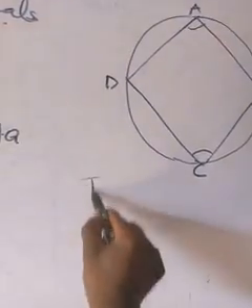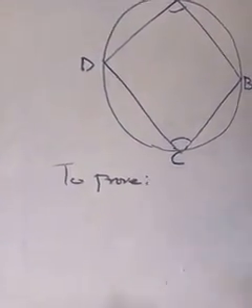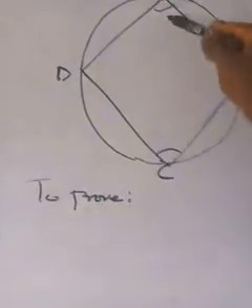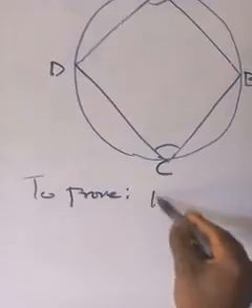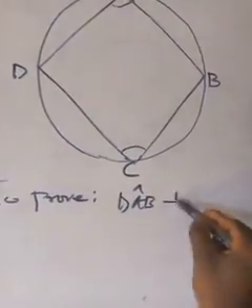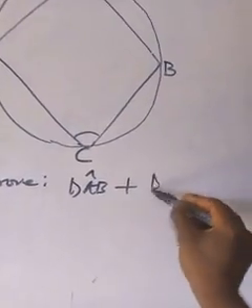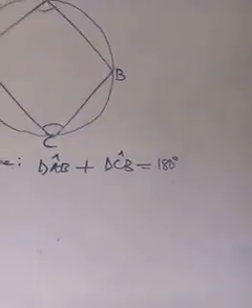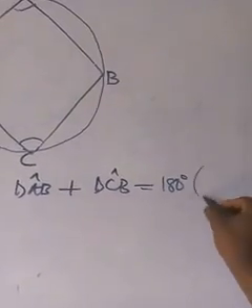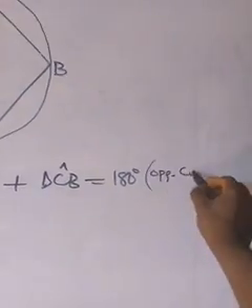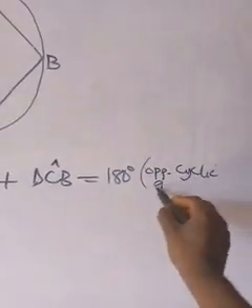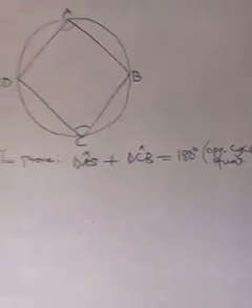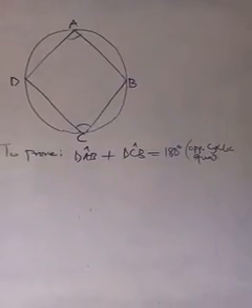So we want to prove that the sum of these two angles, this angle and this angle, we can call it angle DAB plus angle DCB, is equal to 180 degrees. That is the opposite angles of a cyclic quadrilateral, which is the sum of the two opposite angles of a cyclic quadrilateral is equal to 180 degrees.